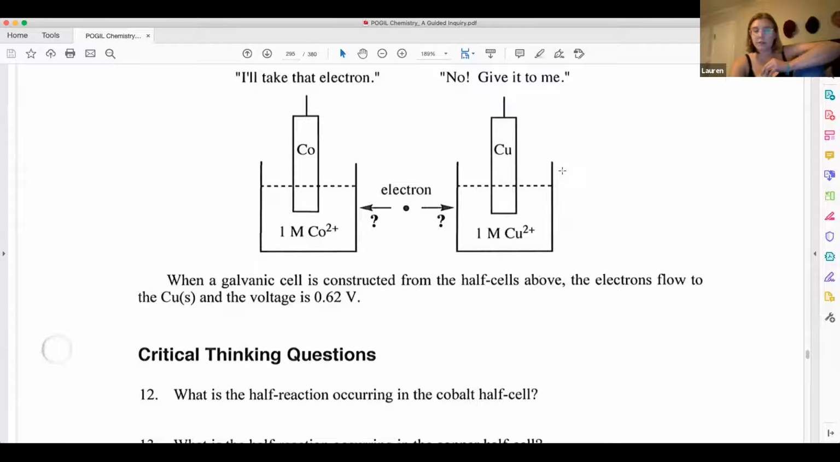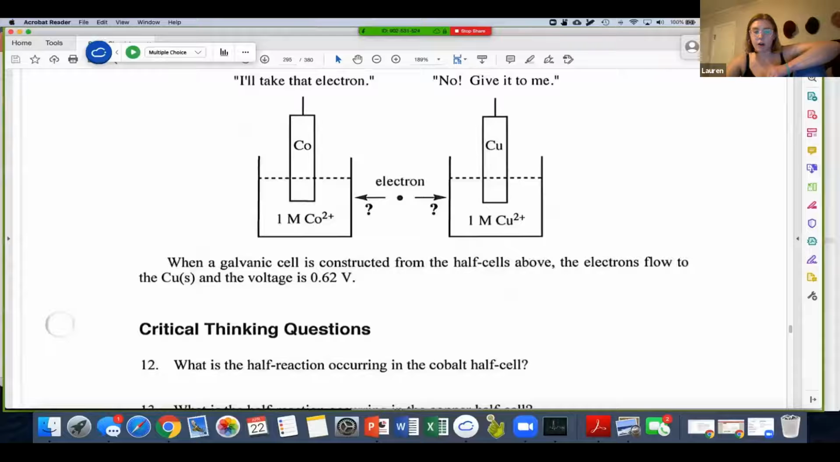So it tells us the electrons are flowing to the copper. So we know that that's gaining electrons, which means it's being reduced. And then reduction always occurs at the cathode, and that's what is attracting the electrons.